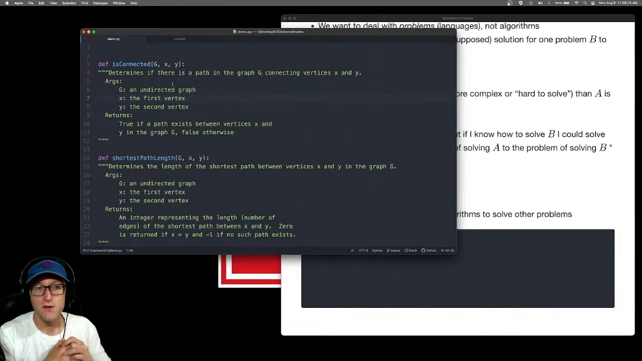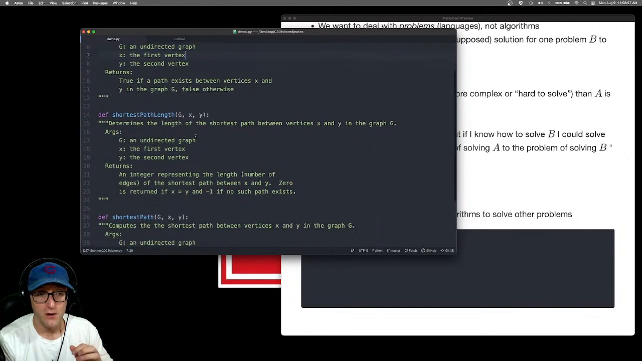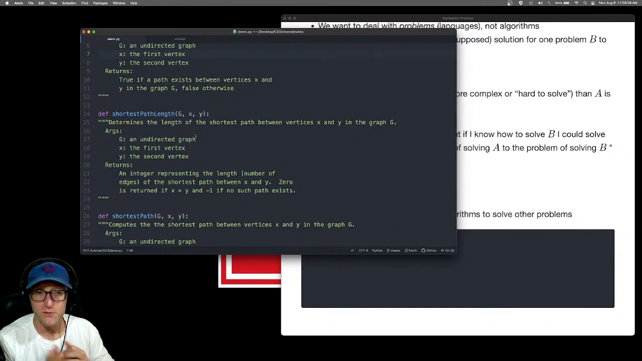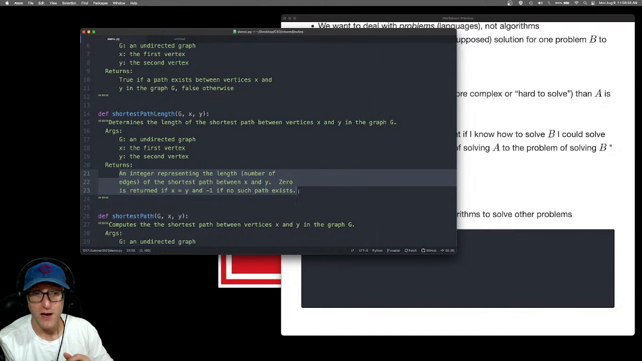It determines if there's a path from X to Y in G. Those are the arguments, and it returns true if a path exists between the vertices X and Y in the graph, false otherwise. Shortest path length takes the same exact input, but instead of returning true or false, it returns an integer representing the length, the number of edges, of the shortest path between X and Y. 0 is returned if X is equal to Y, and -1 if no such path exists.